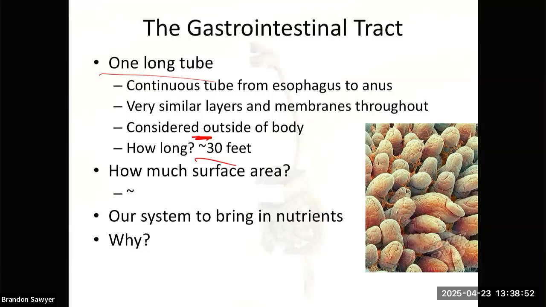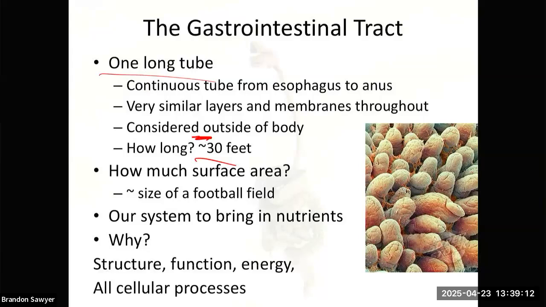One of the big features of the digestive tract, which we've seen in other places too, is surface area. If we take every little bit of surface area we have and lay it down flat, it's about the size of a football field. Just an incredible amount of surface area. This is how we bring nutrients into our body. And why do we need these nutrients? They form the structure of our body, all the functions, the energy production, really all cellular processes are based on having the supplies, the materials that we need to build our cells, build our extracellular matrices, and to provide energy for those.